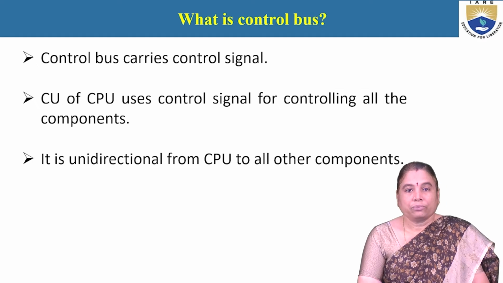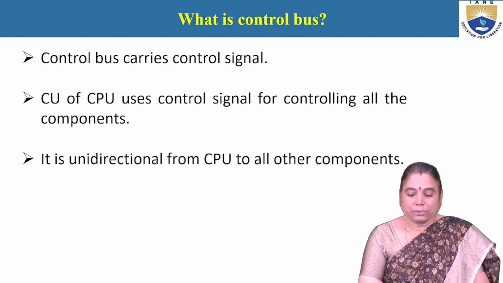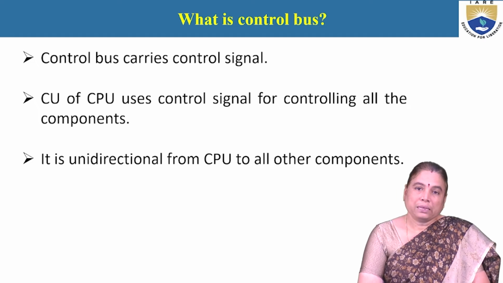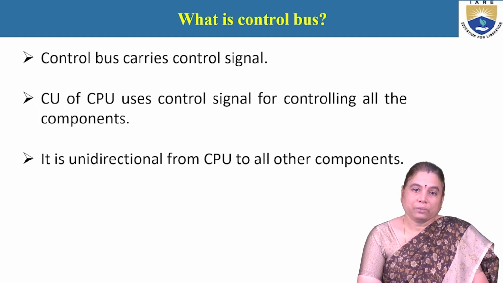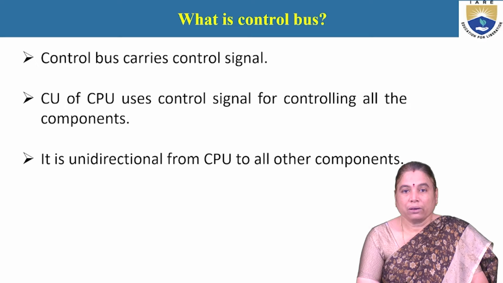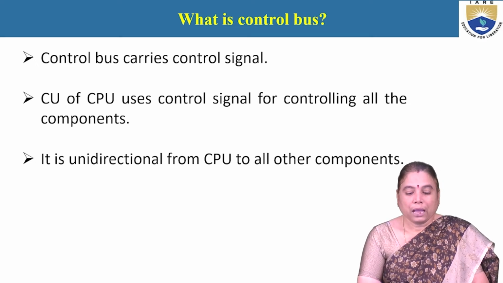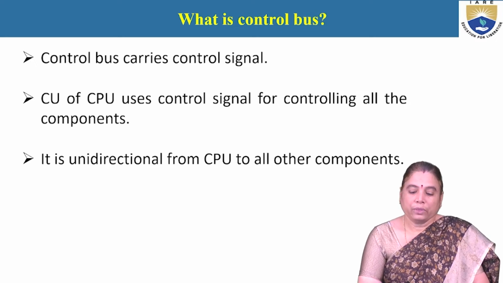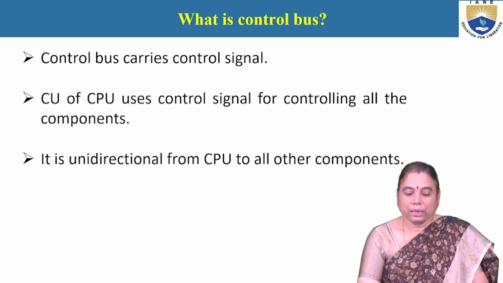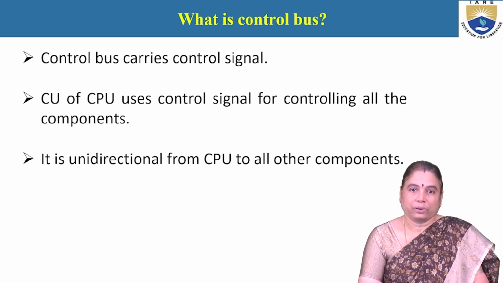The control unit of the CPU uses control signals for controlling all components. The major function of the control unit is to control or make coordination among various components of the computer. With the help of these control signals that can be traversed with the help of the control bus, the control unit can control all the components of the system. It is unidirectional from CPU to all other components.